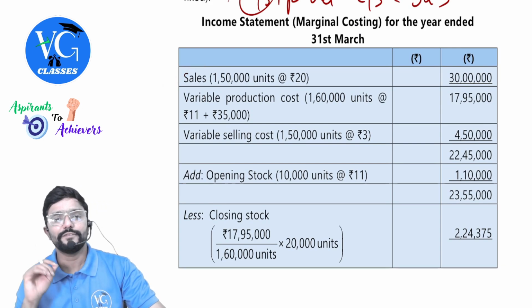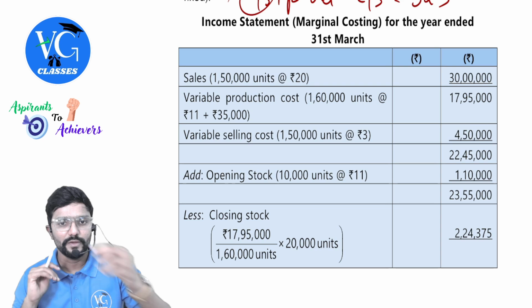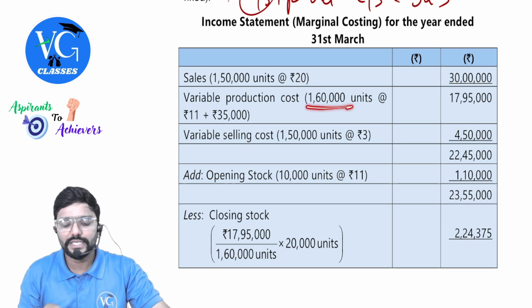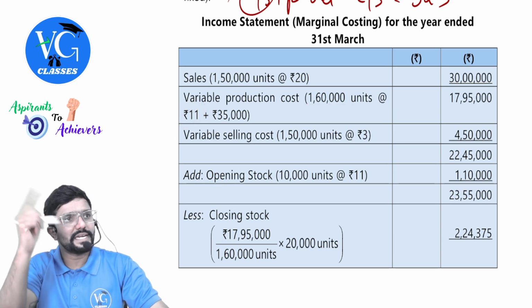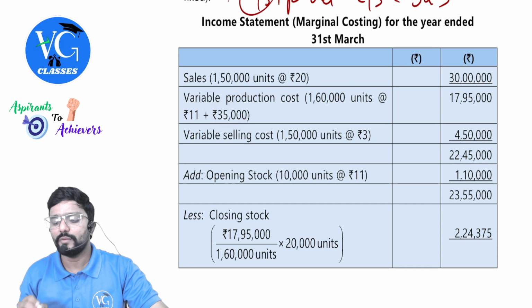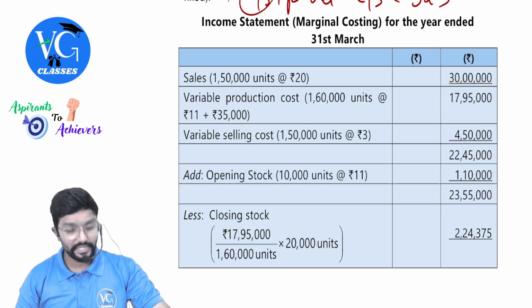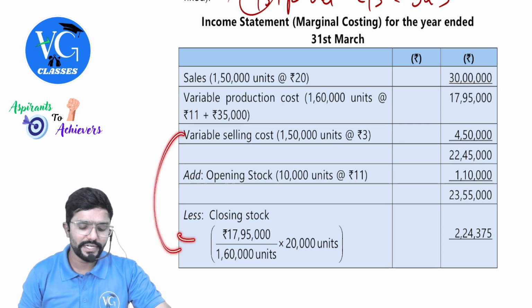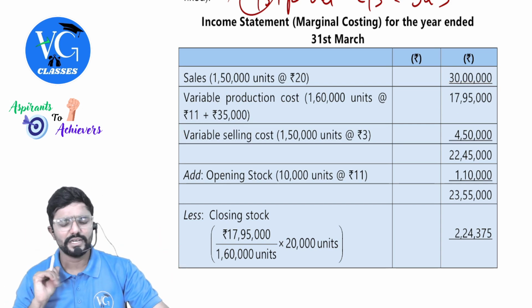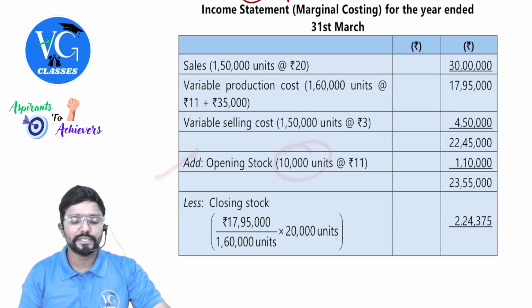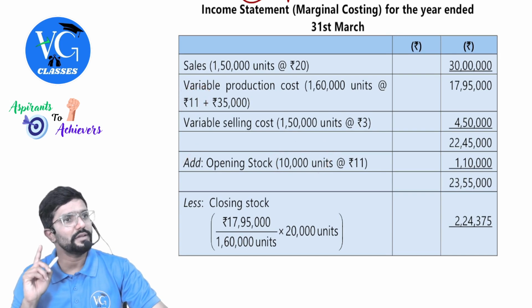Sales, same. 1 lakh 50,000 into 20. Variable production cost, only variable portion here. How much? 160 into 11 plus that increase 35,000. How much is it, sir? 1795. They have taken variable selling cost here. It should come later, guys. It should come later. That is a wrong treatment. Opening stock 10,000 into how much? 11 rupees. 11 rupees, guys.